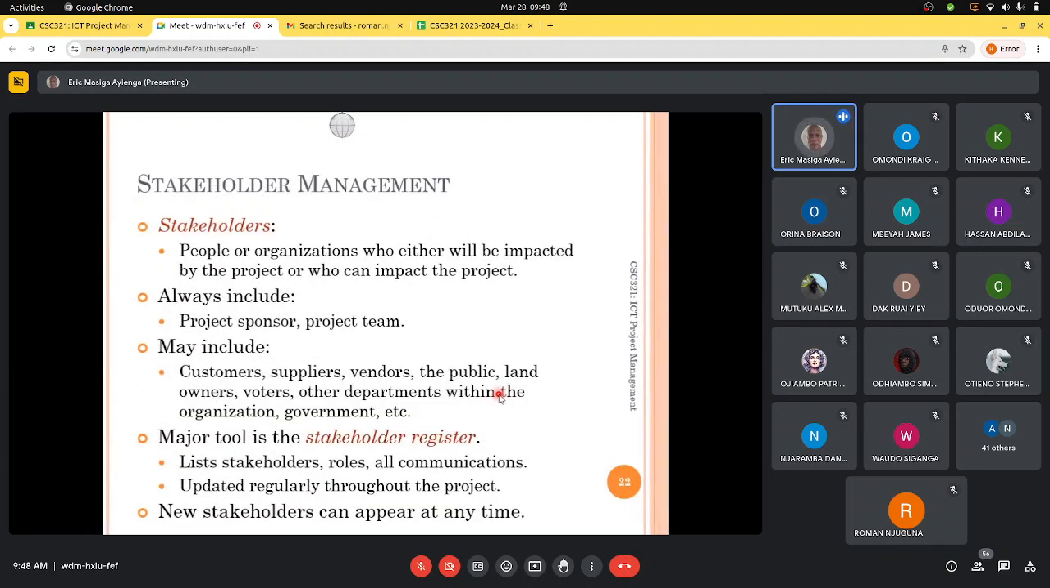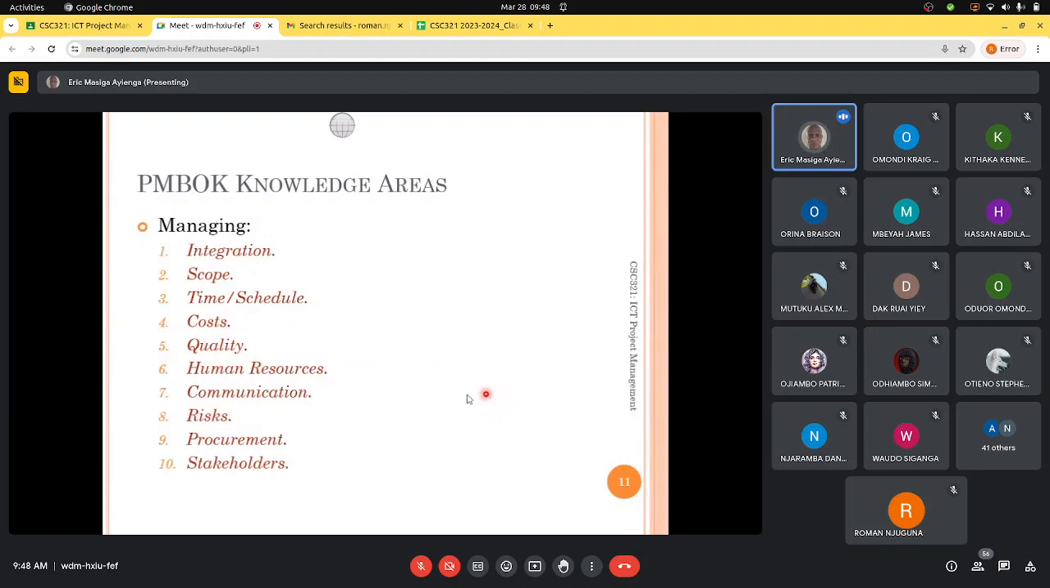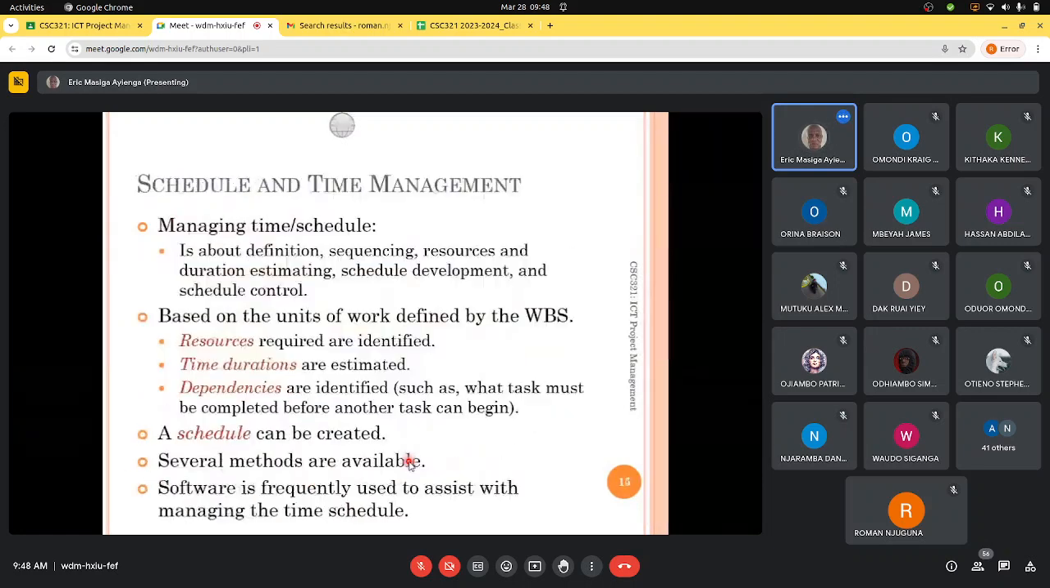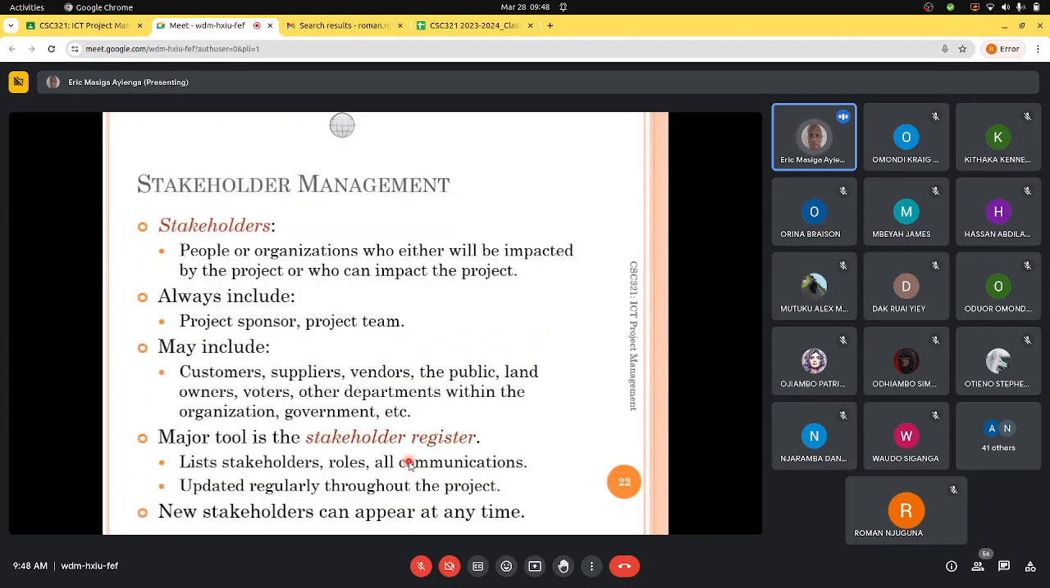Then stakeholder management. Again, like I said, some people want to put it under a body of knowledge. Some people put it outside the body of knowledge. So in stakeholder management, we first of all need to identify who stakeholders are. And this is going to be our next topic. Now, stakeholders are people or organizations who either will be impacted by the project or who can impact the project.